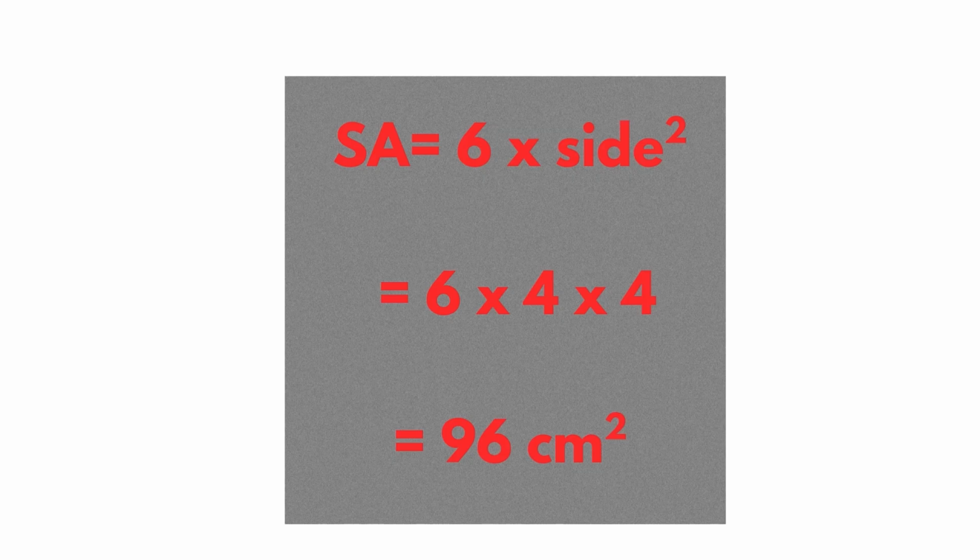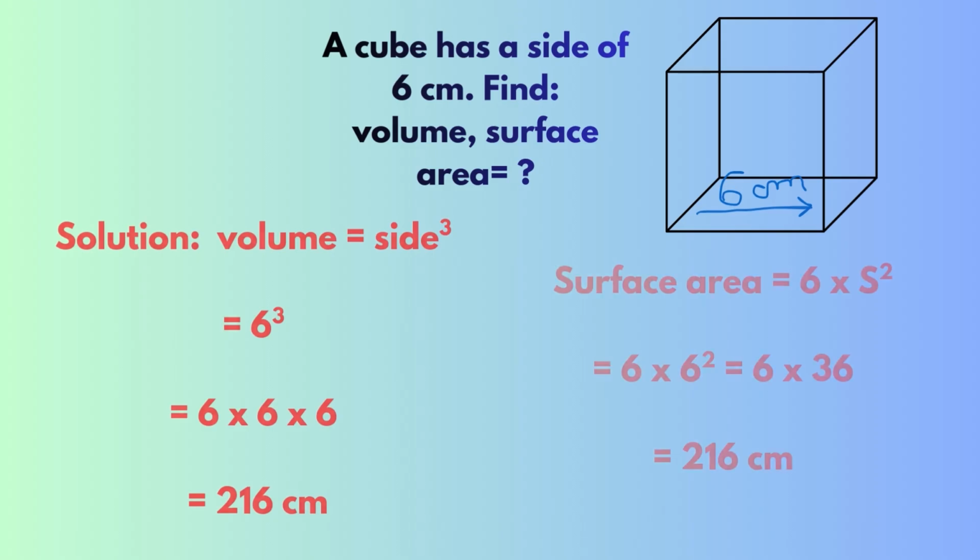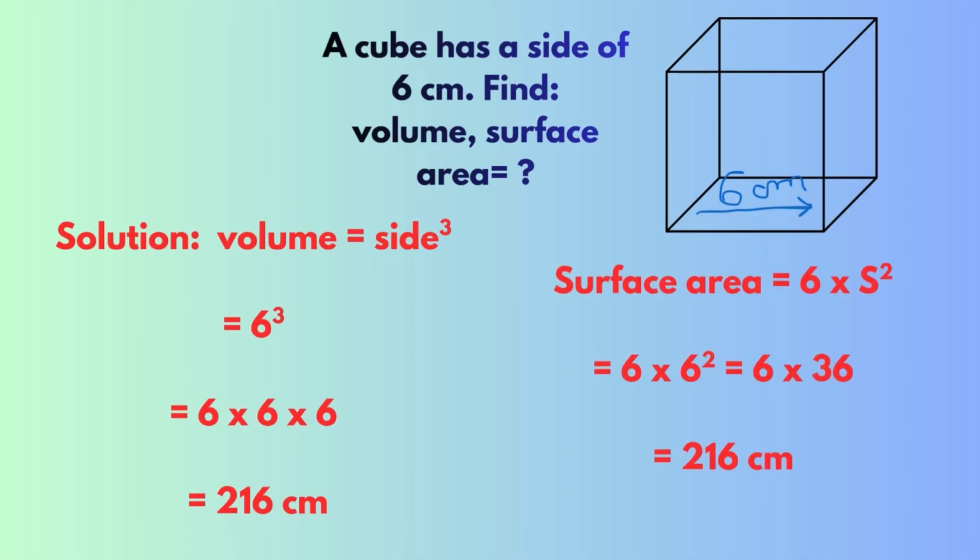Next problem also we have with cube, similar. We need to find the volume and the surface area. We know the volume is side cube, and side we have given here is 6. 6 multiply 6 multiply 6, 216 centimeter cube, and surface area we know 6 multiply side square, so side is 6 centimeter here, so 6 multiply 36 gives us 216 centimeter square.